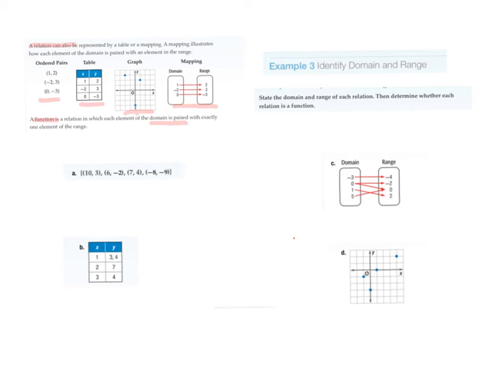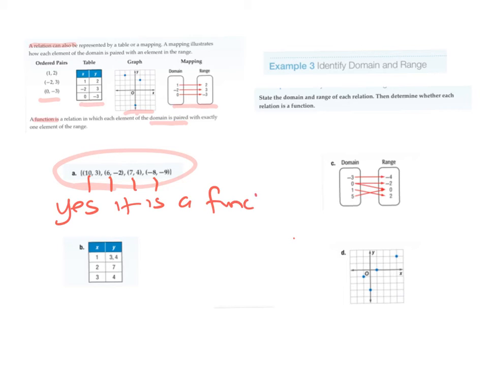So we can look at the different types of relations, and here's a relation of ordered pairs, and we want to know, is this a function? So we look at the x values, 10, 6, 7, and -8, and they're all different. So yes, it is a function. Here's a table, and for this table we want to look just at the x values for a function, and all of them are different, 1, 2, 3, so this is also a function. Now let's look at these other types of relations, and this one is a mapping.